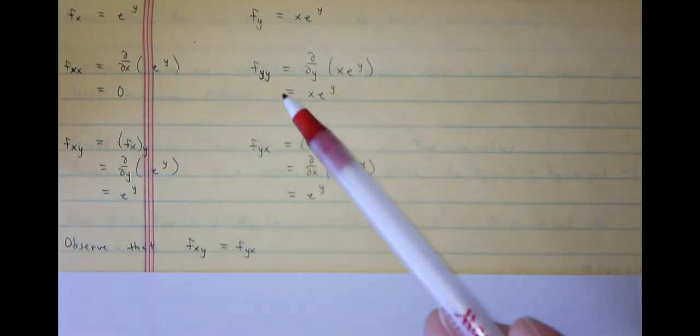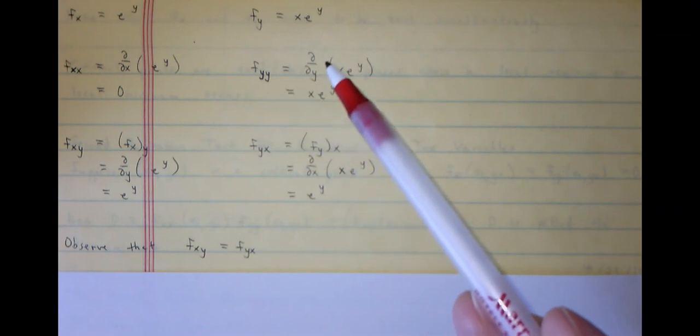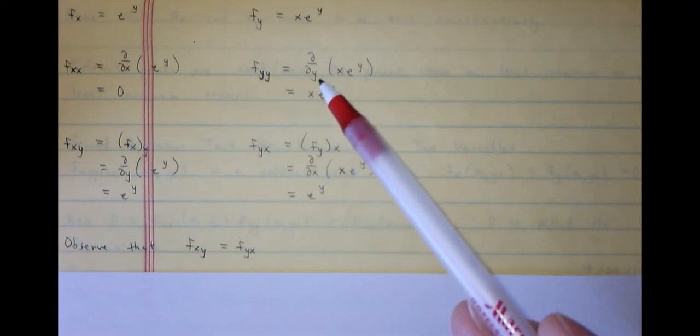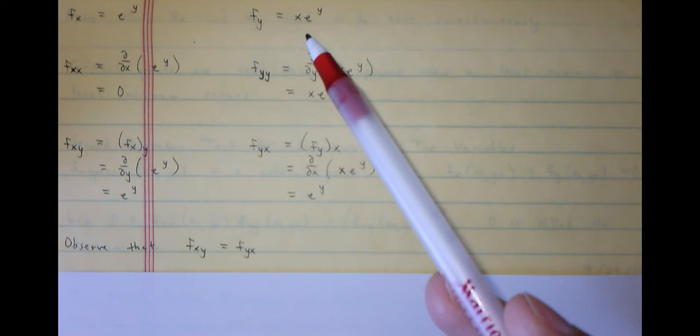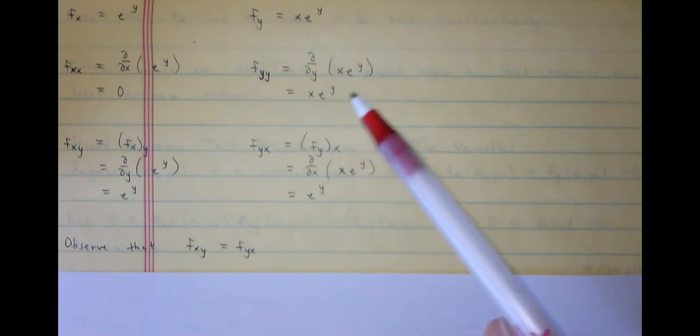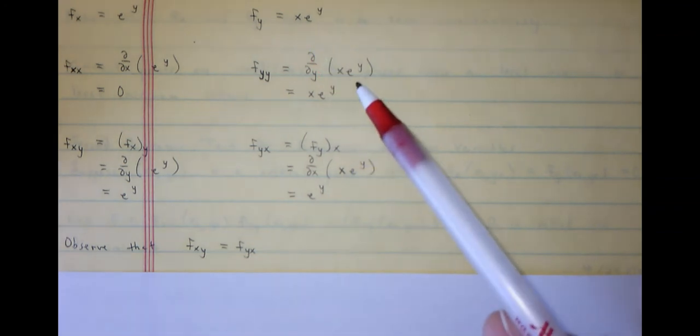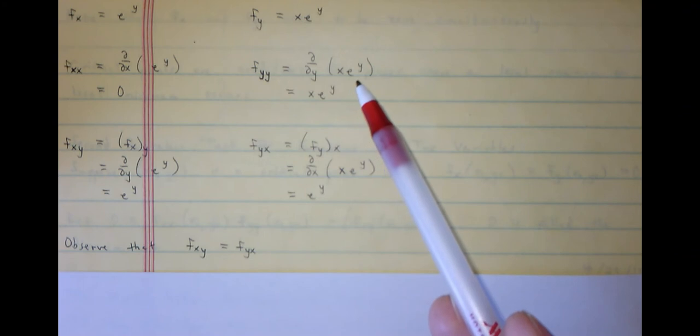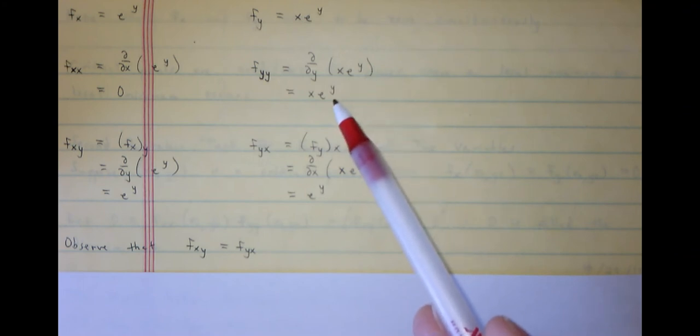For f sub yy, this is the partial derivative with respect to y of f sub y, which we just found to be x e to the y. Here we're treating x as a constant and letting y vary. So this constant multiple x will tag along. We take the derivative of e to the y, which is itself, and we end up with x e to the y.